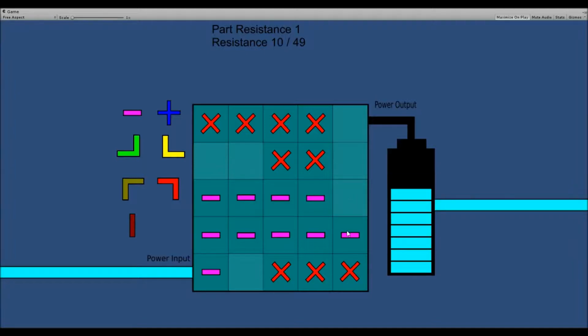So I hope this helps explain how to play the game a little bit better. I apologize if this was a little confusing. I didn't mean to make it confusing. But yeah, go ahead and enjoy my game.